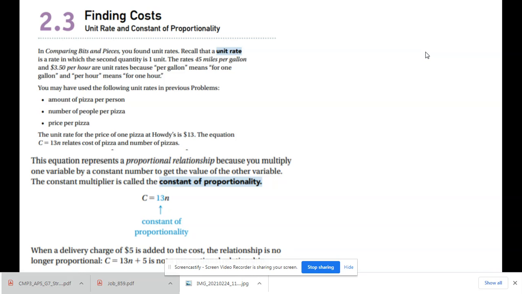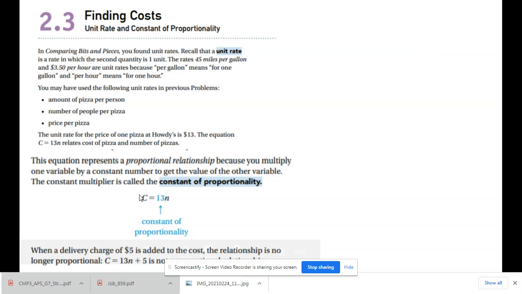The unit rate for the price of one pizza at Howdy's is $13. We established that yesterday. The equation C, which is cost, equals 13N, where N is the number of pizzas, relates cost of pizza and number of pizzas. This equation represents a proportional relationship. It is because you multiply one variable by a constant number to get the value of the other variable. So that constant multiplier, which in this case is the 13, is called the constant of proportionality.